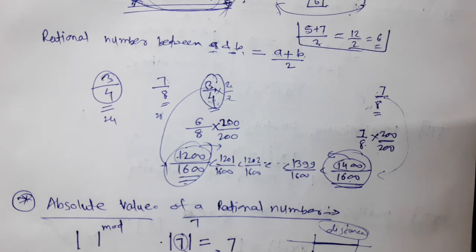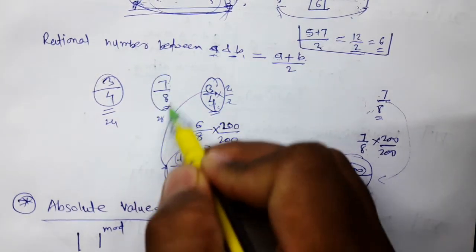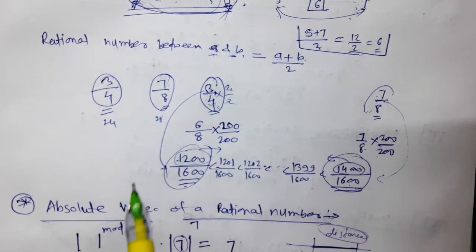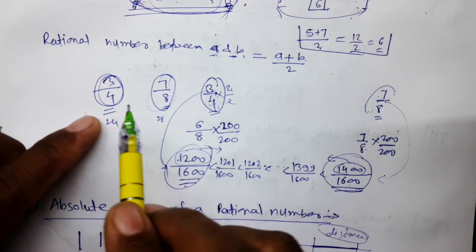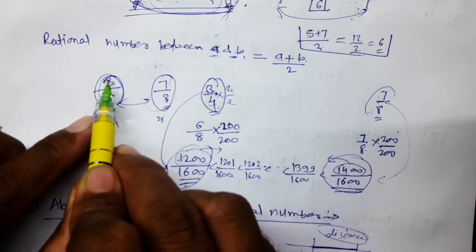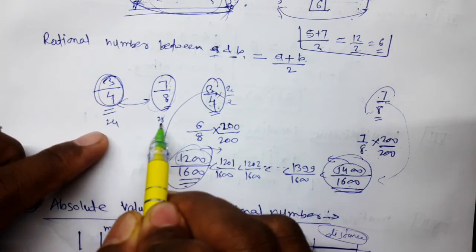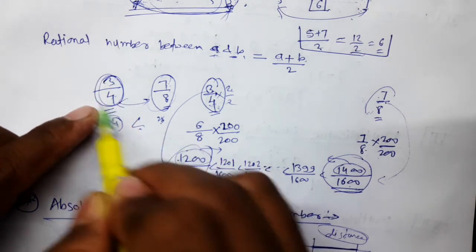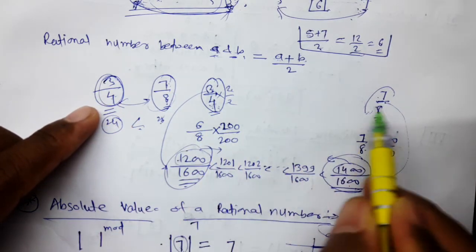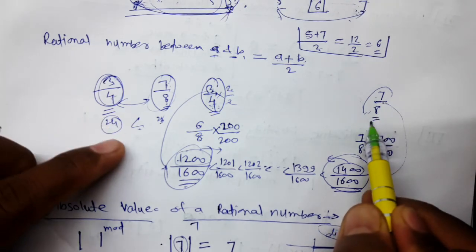Now you will say, sir, you tell me only 100 numbers which are in between any two rational numbers. So let us take one example. There are two numbers, 7 by 8 and 3 by 4. First we have to find which is smaller and which is greater. 3 eights are 24, 7 fours are 28. So 24 is less than 28, hence 3 by 4 is smaller than 7 by 8.